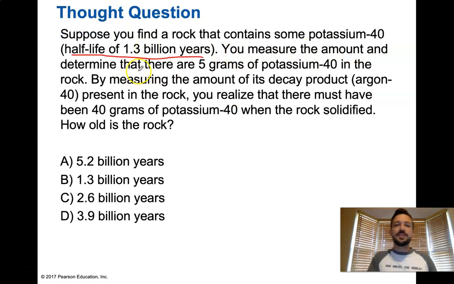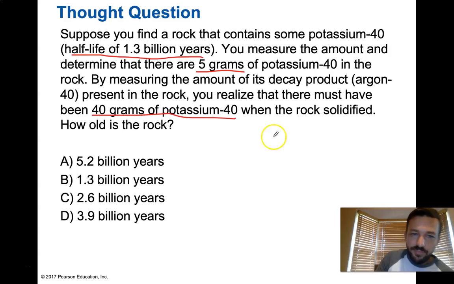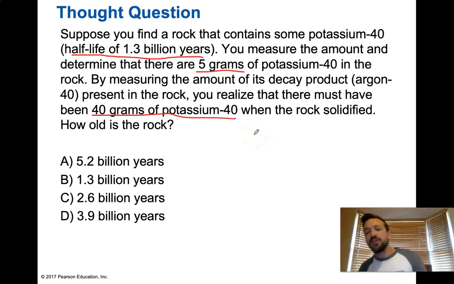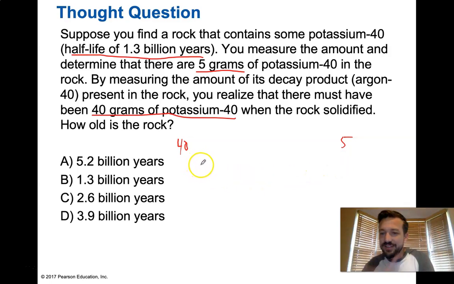Okay, you measure the amount and determine that there's 5 grams of potassium-40, okay? So that's how much we have now. By measuring the amount of its decay product, argon-40, so that's what it decayed from, present in the rock, you realize that there must have been 40 grams of potassium-40 when the rock solidified. How old is it? Okay, so we started with 40, like that's what it should have had at the beginning, and we worked our way down to 5 over time. So what you would do is do half-lives until you get to 5.